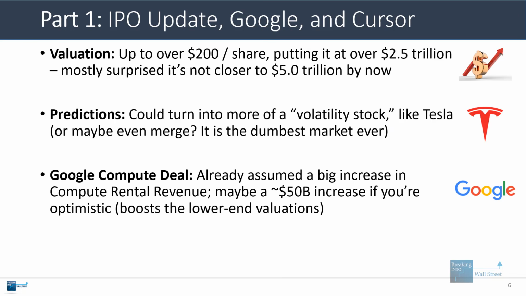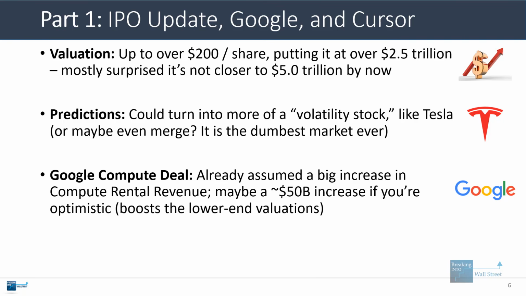A few days before the IPO, the company announced this Google compute deal where they would rent their compute capacity to Google for about $900 million per month or something in that range. And I've estimated this at about a $50 billion valuation increase.